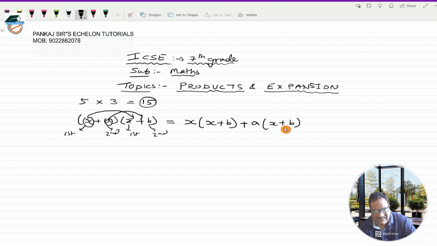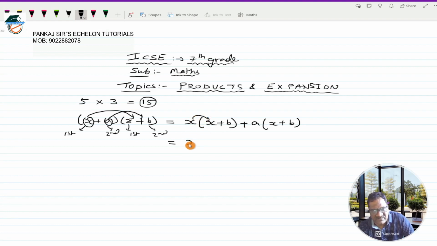Okay, that is the first step that you have to do. Then what you have to do is open the bracket. What is the meaning of opening the bracket? Whatever is outside, you have to multiply by the things that are inside the bracket. Now this is known as the distributive property. So this you will have to multiply with this.